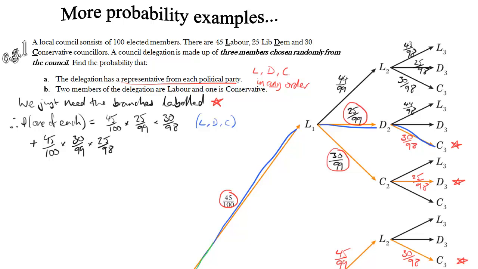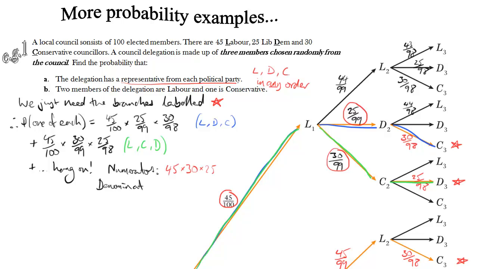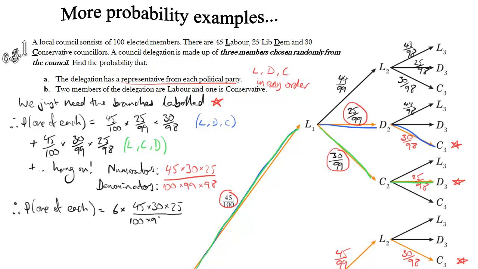Similarly, for the second branch, the one that's highlighted in green there, those are the probabilities there. And, well, hopefully you'll notice, and if you write a couple more down, they all have the same numerator. Okay, they might appear in different orders, the 45, the 25, and the 30, but they all are basically the same probability. So the probability of getting one of each, rather than adding these all up and thinking about them separately, it's just six times that amount. And so again, that's another step that simplifies what we're trying to do.